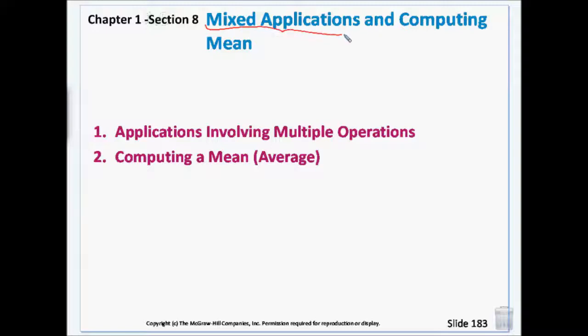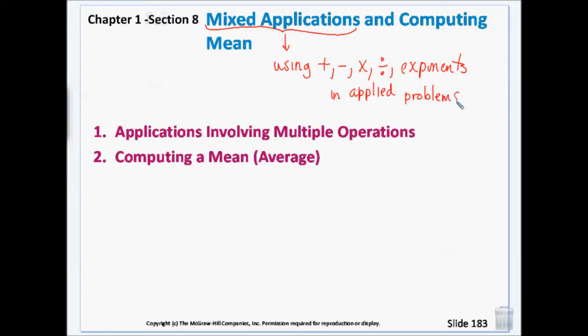Fractions, that's just using addition, subtraction, multiplication, division, exponents, things like that in applied problems. So by applied problems, I mean real world scenarios.